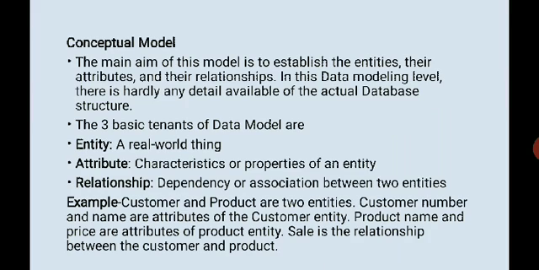See, if we have customer and product as two entities in this example, so the customer number and name are attributes of the customer entity. So the customer entity comprises the customer number and the name, and the product name and price are attributes of the product entity, right? Sale is the relationship between them, what kind of product we are selling to the customer. The customer has a name and a number, and similarly the product has a name and a price.